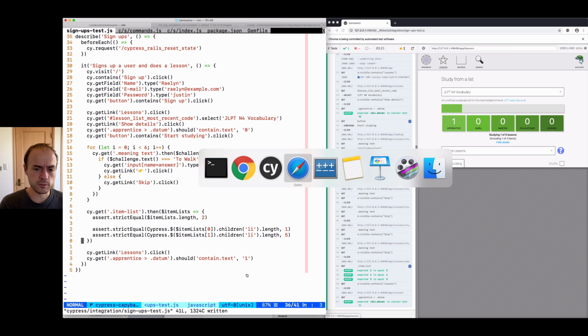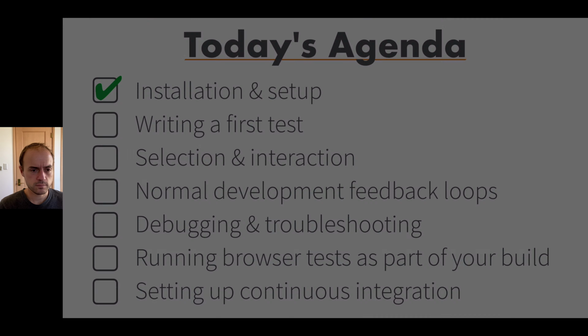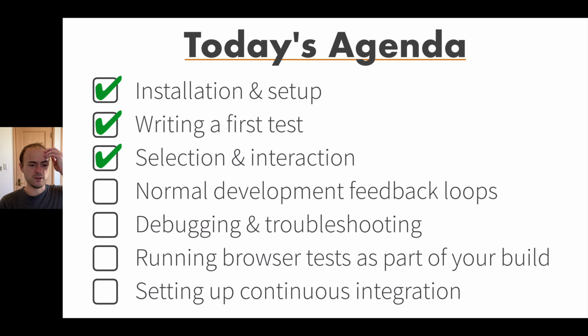All right, so going back to our slideshow. We wrote a test, talked about selection, we looked at what a normal development feedback loop is. Whereas the Capybara experience went better than it usually goes for me, the Cypress experience went significantly worse than it usually goes for me. Maybe I'm just tired. I'm going to say enough debugging and troubleshooting today.